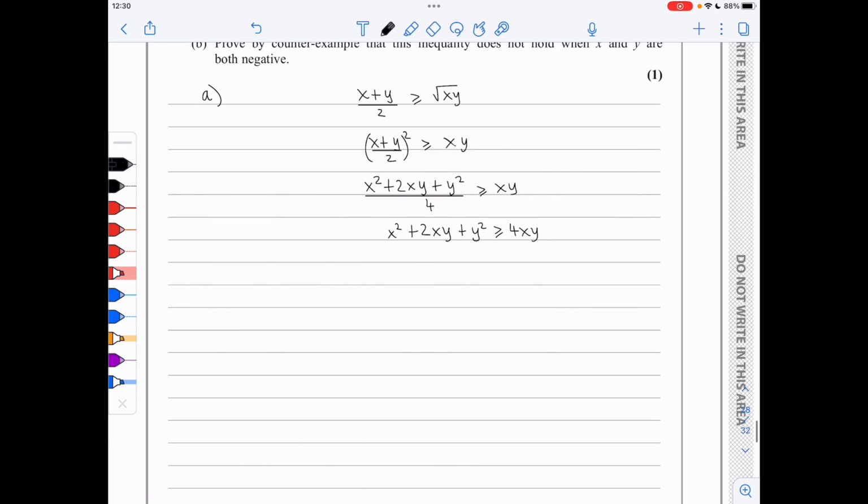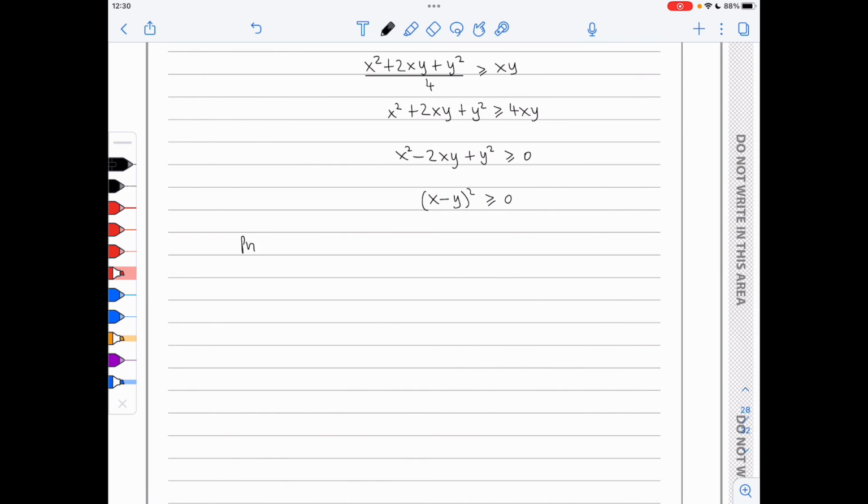I could collect everything on one side here, and this will give me x squared minus 2xy plus y squared being greater than or equal to 0, which I realize is a perfect square. It's x minus y all squared, which is greater than or equal to 0. So this is actually providing me with the starting point for the proof. All of this is an investigation to find the starting point. So these are called jottings. They are not a solid mathematical proof.